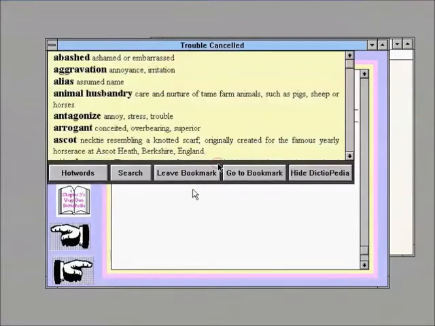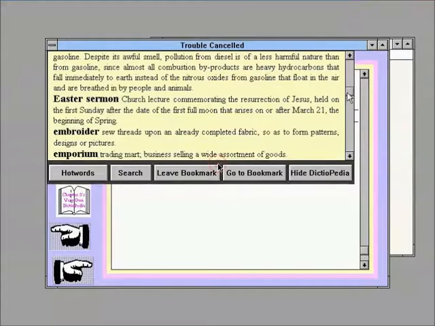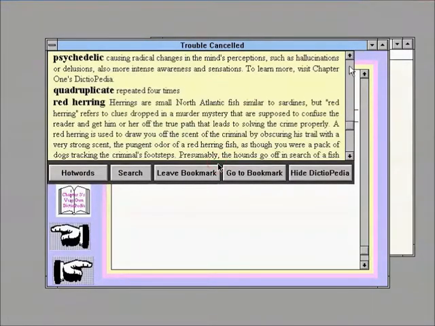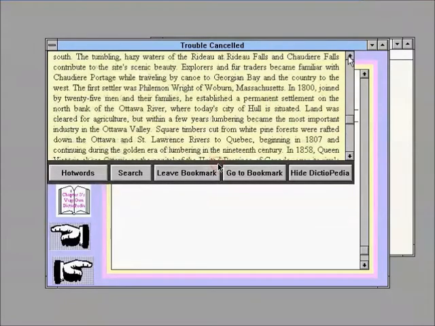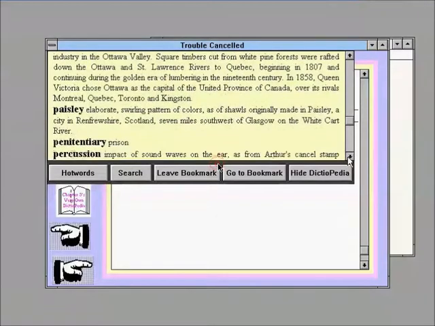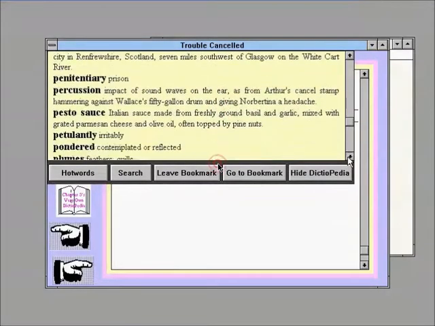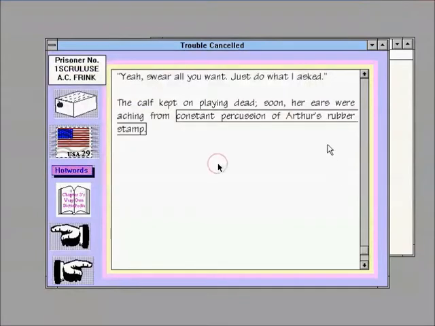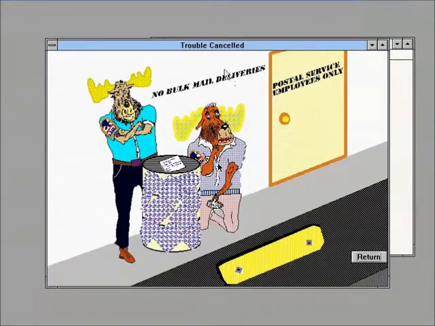Dictionopedia, here we come. Okay, where's postmaster? No? You're not going to say what a postmaster is? Okay then. The truck stops here.